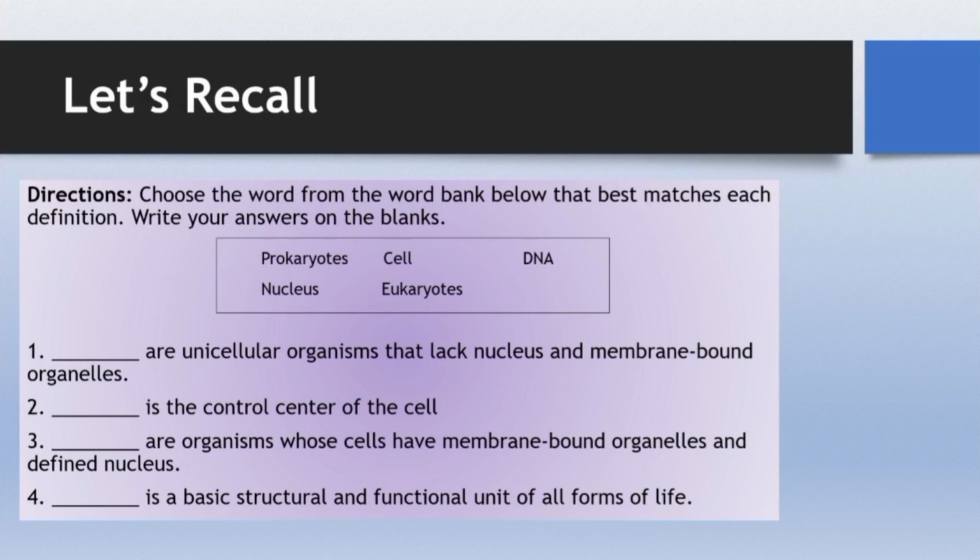Alright, time's up. So the answers are the following. Number 1, prokaryotes. Number 2, nucleus. Number 3, eukaryotes. And number 4, cell.